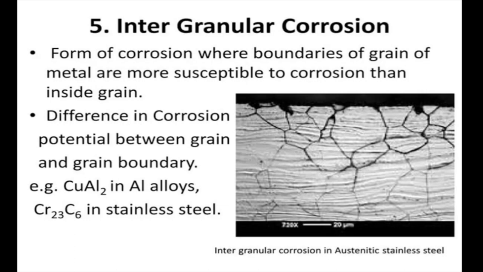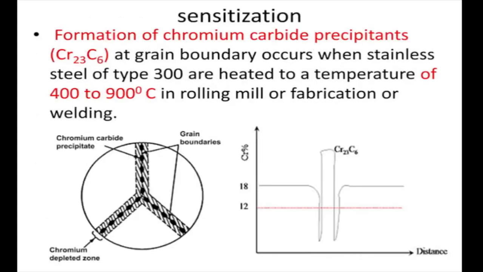will take place. For example, cuprous aluminate in aluminum alloy, and chromium carbide in stainless steel, that is Cr23C6, this type of corrosion takes place.